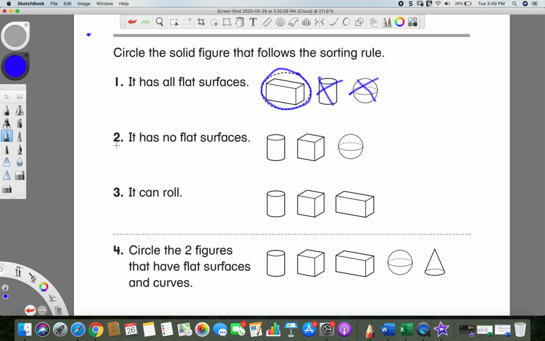So number 2, I'm going to read it, and then I'll give you guys a couple seconds to circle your answer. It has no flat surfaces. So the shape we're looking for out of the cylinder, the cube, and the sphere, we want the only shape that has no flat surfaces. So go ahead and pick the shape that has no flat surfaces.